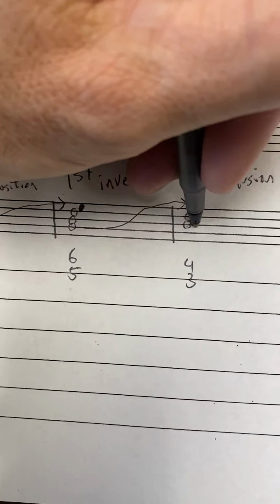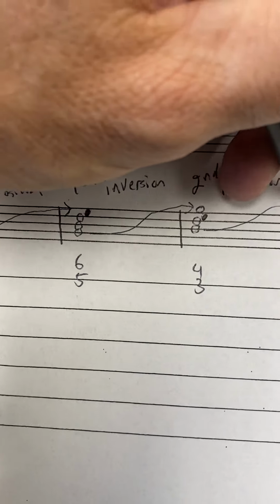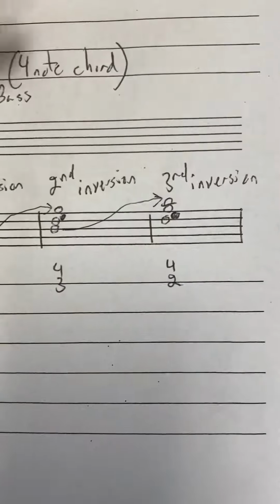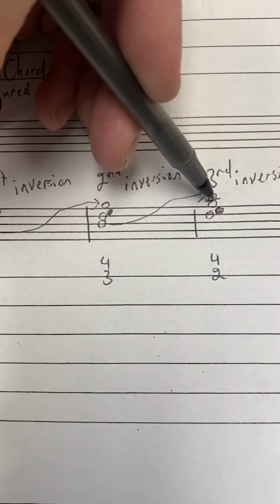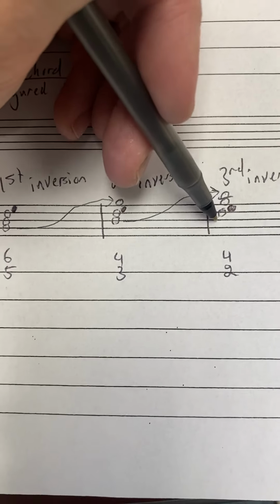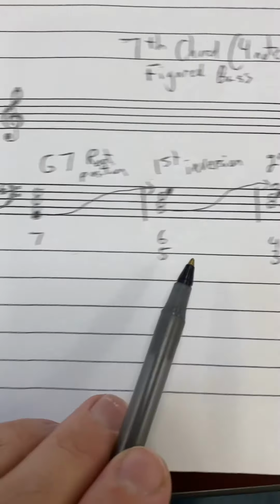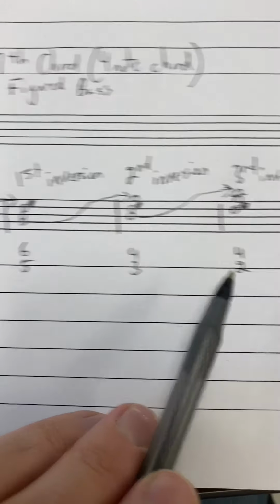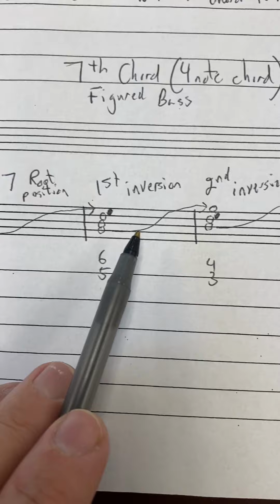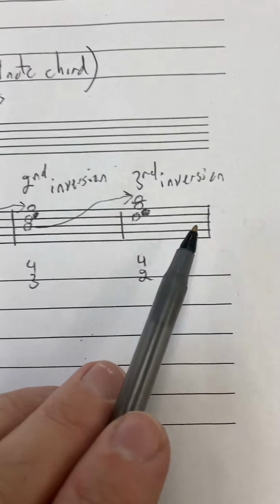And then the fifth jumps up the octave. The D jumps up. And now the seventh is in the bass. We got a sixth, 4, 2. And the 6 there is also invisible. So if you remember 7, 6, 5, 4, 3, 4, 2. Root position, first inversion, second inversion, third inversion.